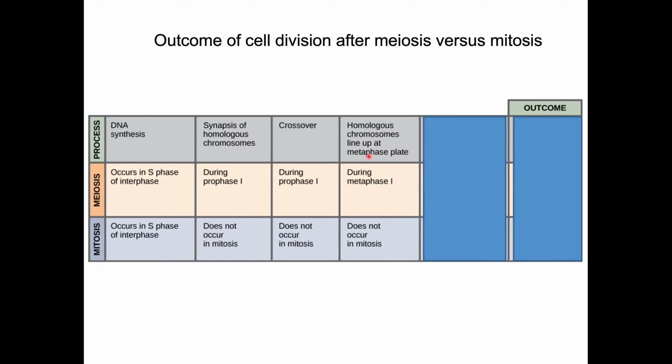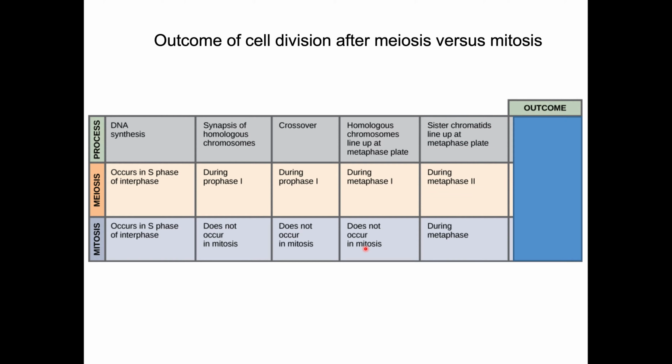Do homologous chromosomes line up at the metaphase plate? Yes, during meiosis, during metaphase 1. No, during mitosis. Do sister chromatids line up at the metaphase plate? Yes, they do, but only during metaphase 2 during meiosis. And yes, it happens during metaphase of mitosis.